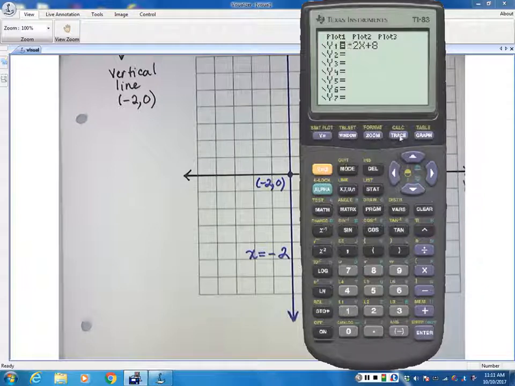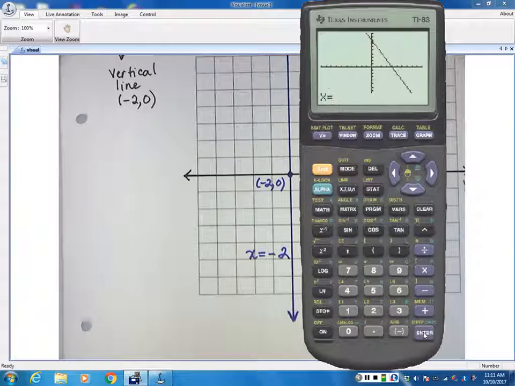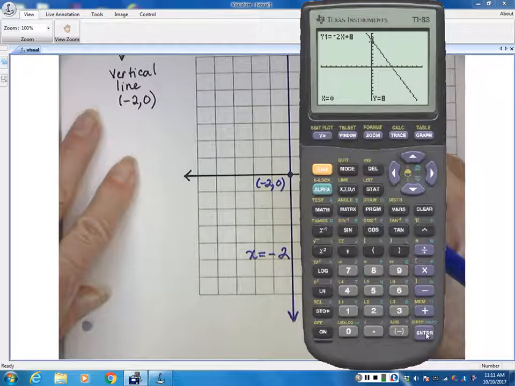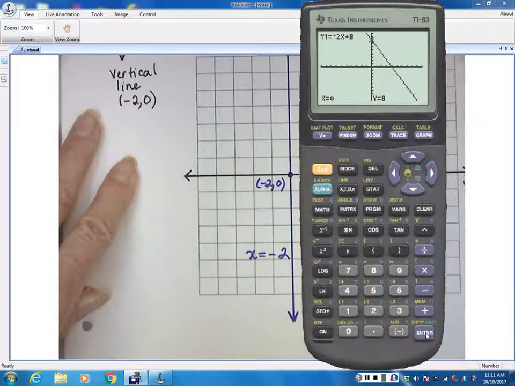And when you hit your second and your trace button, again, we need to find where x is equal to 0 to find the y-intercept. And it says that's 0, 8. So here's 1, 2, 3, 4, 5, 6, 7, oops, 8. I didn't plan very well. Sometimes that happens.